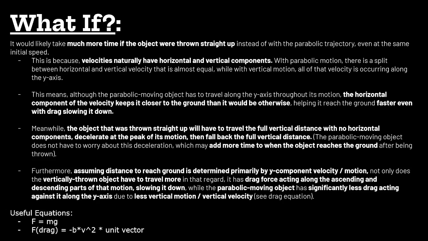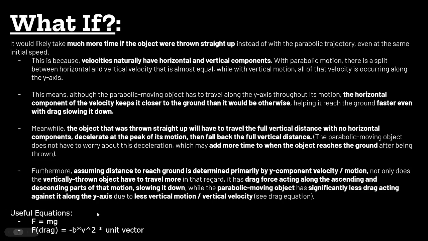The horizontal component keeps it closer to the ground than it would be otherwise and helps it reach the ground faster, even with drag slowing it down. Meanwhile, the object that was thrown straight up will have to travel the full vertical distance in the y-axis, decelerate, and then come all the way back down, which takes a lot more time.